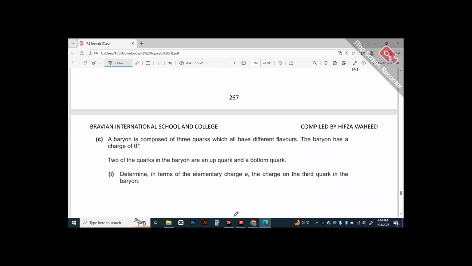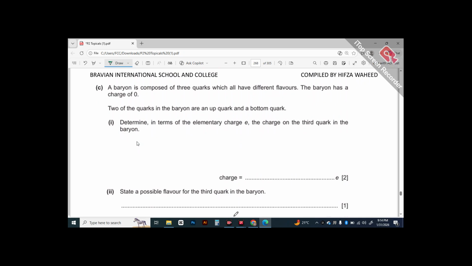Then a baryon is composed of 3 quarks which all have different flavors. Okay, so they are restricting us in baryons as well, because earlier when we studied protons and neutrons, they did not have to have different flavors, right? Proton was made up of 2 up and 1 down, so there was a repetition of one flavor. And the same was the case with neutron as well. It was made up of 1 up and 2 down. But here they have limited us to a baryon. That means it is made up of 3 quarks, but flavors are not repeating.